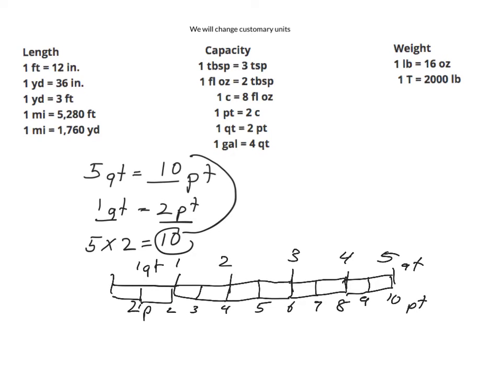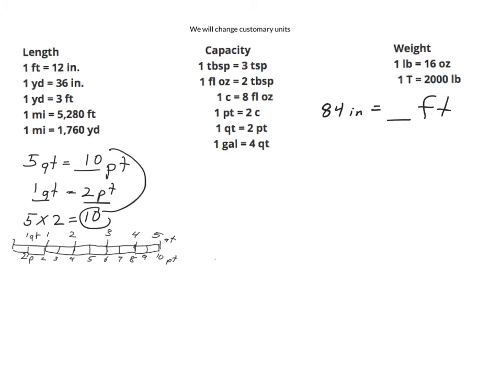Now let's try another one. 84 inches equals how many feet? Now this one, we're going from smaller units to bigger units. So we have to think there's 12 inches in 1 foot. So this time we have to divide. We have to think 84 divided by 12, which equals 7. So that means 84 inches equals 7 feet.